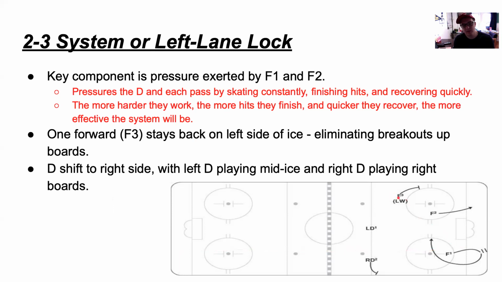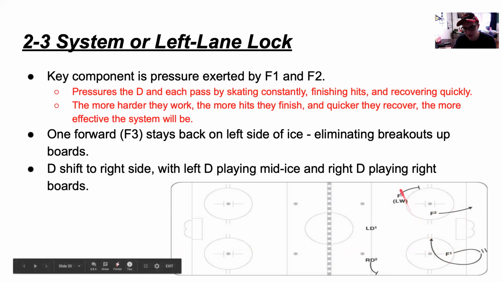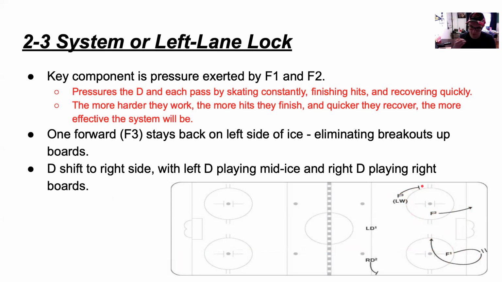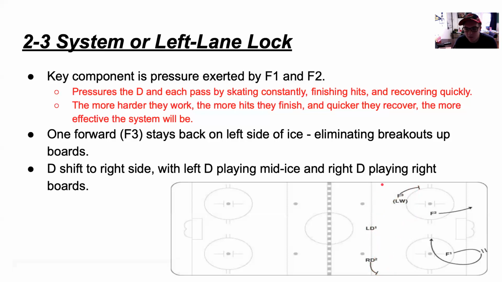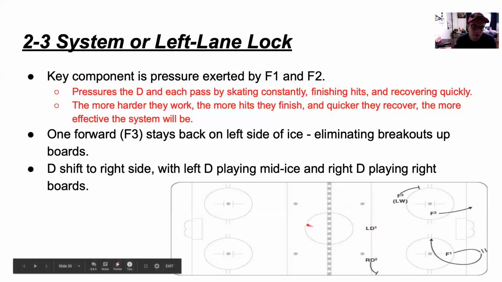So here's the left wing, just F3. Okay, so F2 is going to come in and pressure. Okay, F1 is going to turn around, stay in that high slot. F3 is going to move down, eliminating that pass coming up for the breakout up the boards. Okay, lefty is going to play mid-ice right here, and the right D comes over here, because that pass could come out. And now if that puck goes over here, it's that lefty's responsibility to go over there and get the puck.